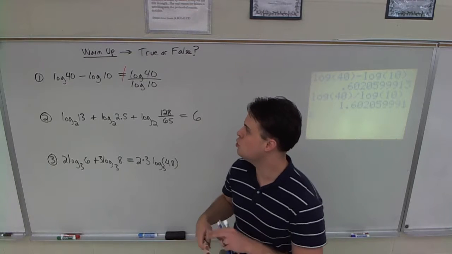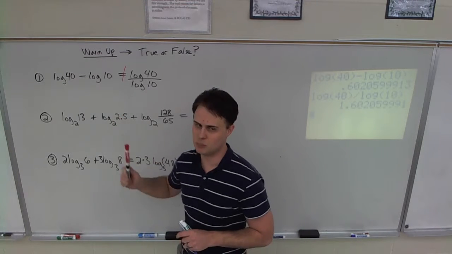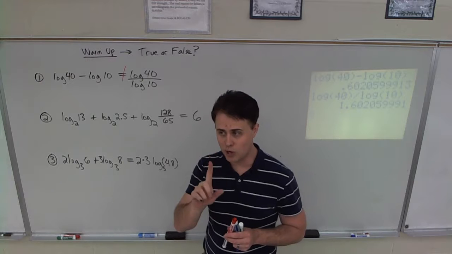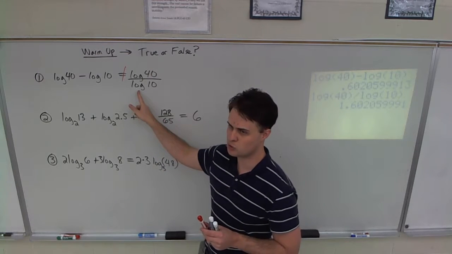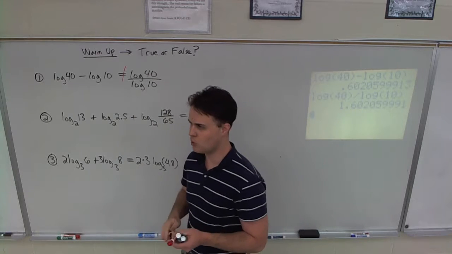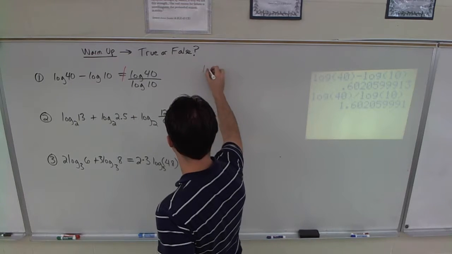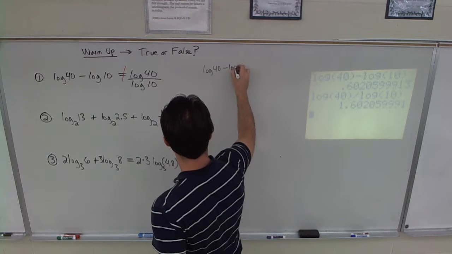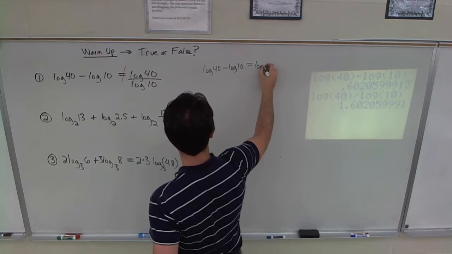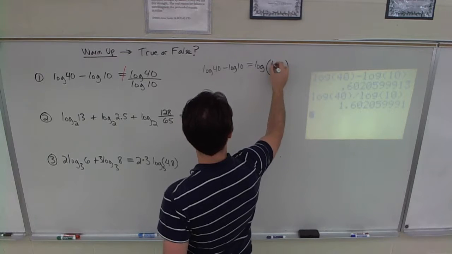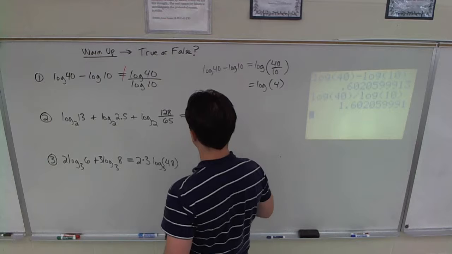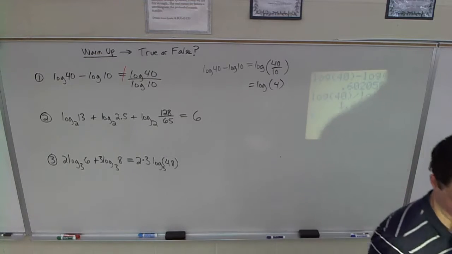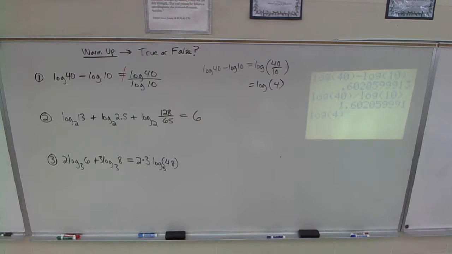The idea is that two logs that are subtracted become one with division inside that one. There's not one here, there's two. So what would have been the true statement here is if you'd said log of 40 minus log of 10 equals one log of 40 divided by 10, which is in other words the log of 4. If you do the log of 4, log base 10 of 4 is 0.6, and you can see that those match.